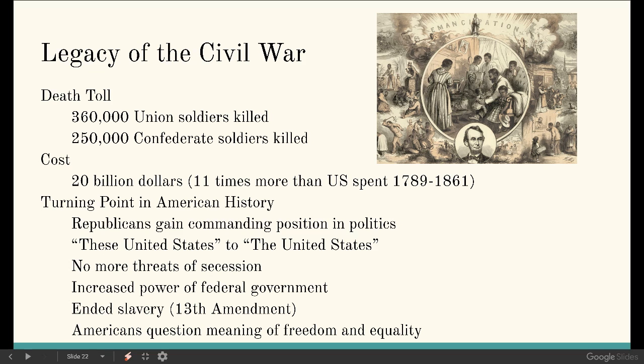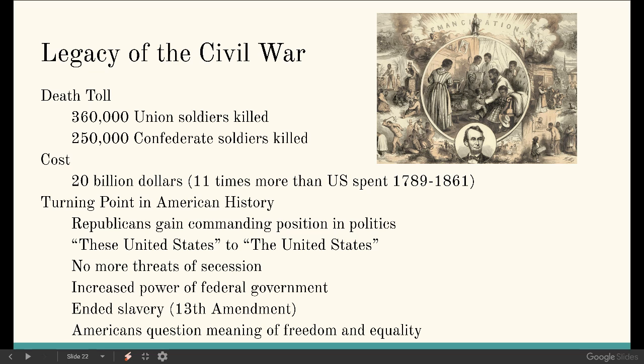It increased the power of the federal government. The federal government took a lot of power during this time, especially the presidency, in order to preserve the Union and preserve the war effort. And so we're going to see a continuation of that trend through the end of the 19th century and into the 20th century, where the government will gain more and more power, especially as different crises come up.